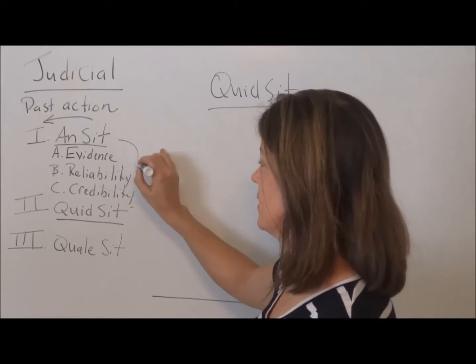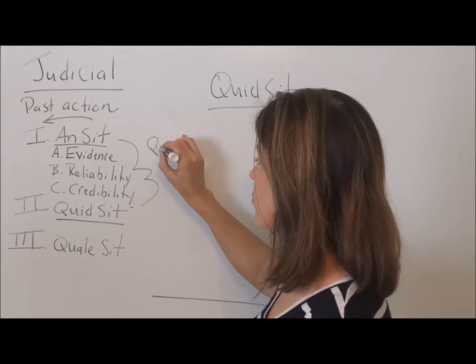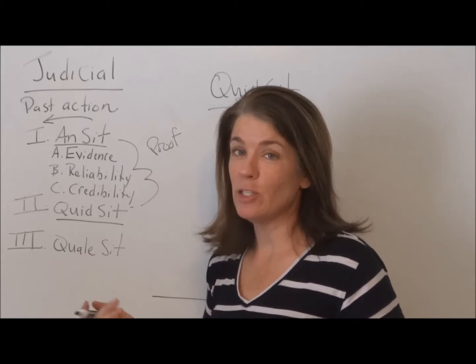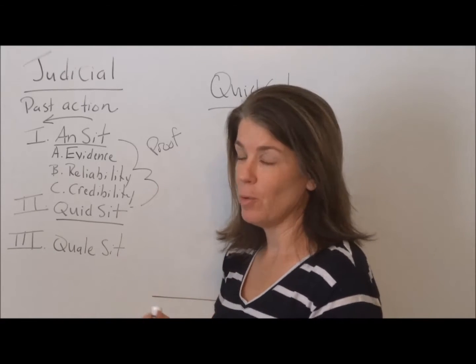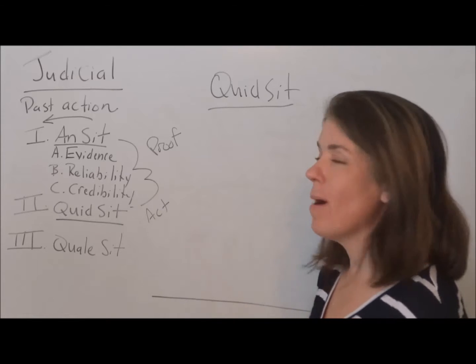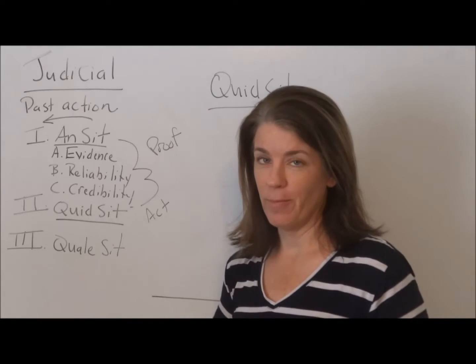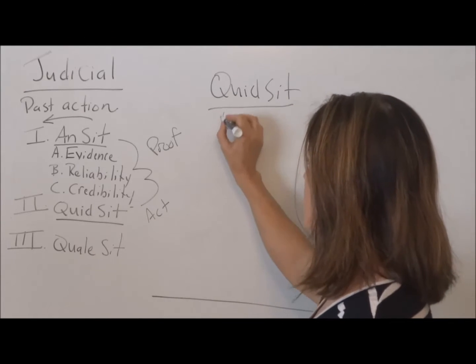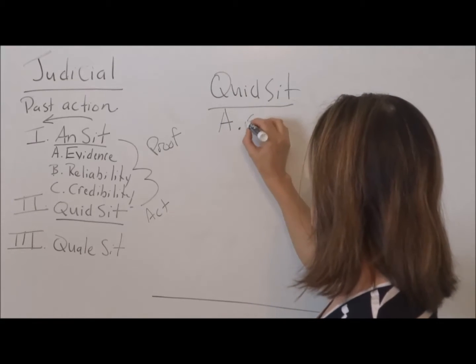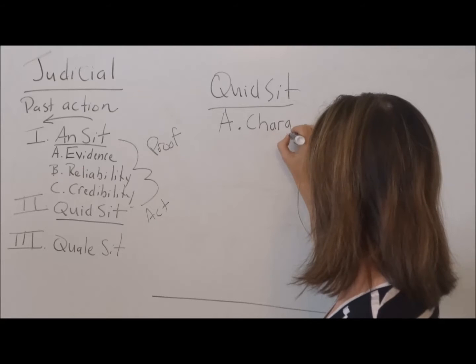So An Sit is about proof, and it has to do with, did it happen? It answers the question, did it happen? Okay? Quid Sit is a little different. Quid Sit is more about the act itself. Okay? And so the first thing that we're going to take into consideration with Quid Sit is the charge.